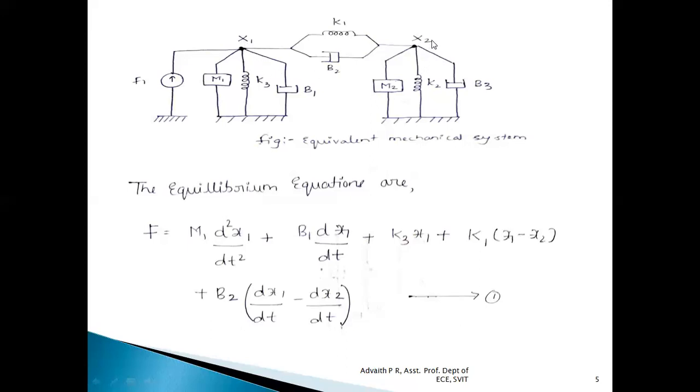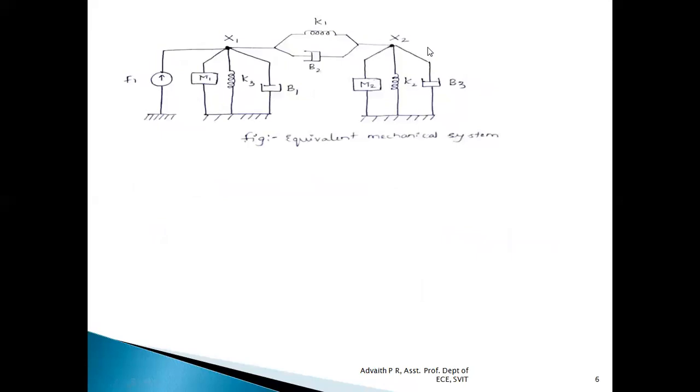Similarly, we have one more node called node x2. At node x2, if we apply the equilibrium equation, if we observe, we don't have any direct applied force acting on this node x2. Hence, the left hand side will be equal to 0.